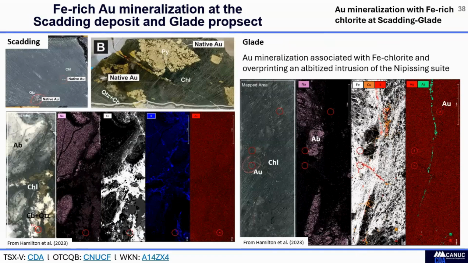And then on the left image, this is an albitized and then chloritized Sudbury breccia at Glade, with the same processes as at Scadding. We have the relics of albitite, and we have this chloritic front that came in and replaced the Sudbury breccia and then deposited native gold in the process as well, forming a mineralization assemblage that is very comparable to Scadding. At Glade, it's just that the host is Nipissing instead of Serpent quartzite.